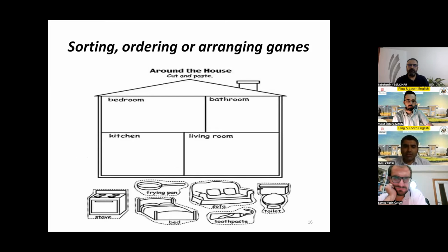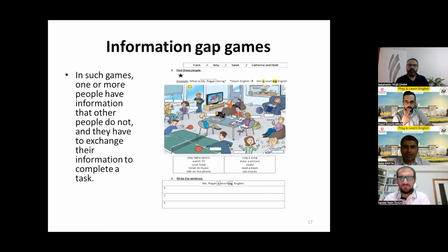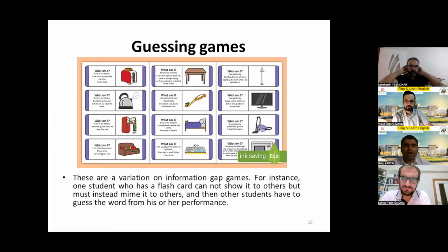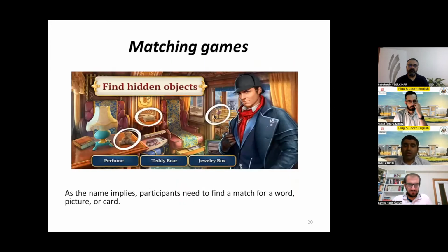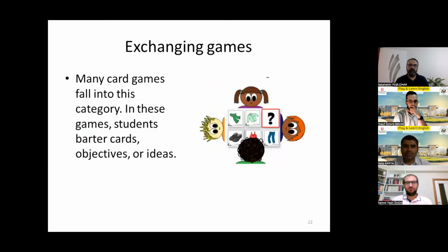This is the sorting, ordering, arranging game. You just put the furniture in the related room. Information games: some information is missing, and you just try to find the related one. You have guessing games. I'm sure that as a student teacher, as a teacher trainer, and as a teacher, you saw many examples, and you try to give information about something. Actually, this is also played for celebrities and for some other people. You give information about them, and people try to guess. And searching games, you search here. This is another version of two-way information games. Here you seek and give information, and you try to solve a problem. And matching games, you can find hidden objects here. And labeling games, a similar one.